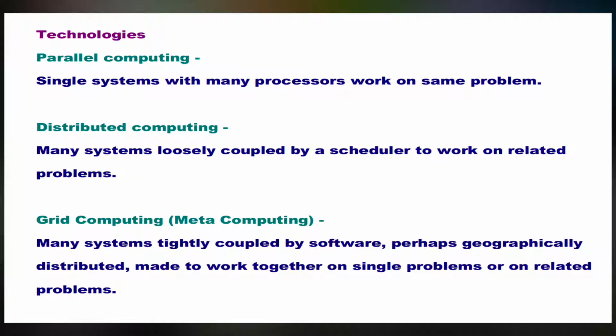As we have got an idea of the concepts in parallel data mining, we will look into the technologies. The first one is parallel computing: single systems with many processors work on the same problem. But in distributed computing, many systems loosely coupled by a scheduler work on related problems. Then we will see what grid computing is. Here, many systems are tightly coupled by software, perhaps geographically distributed, and are made to work together on single problems or on related problems.